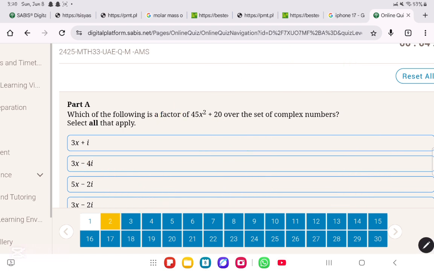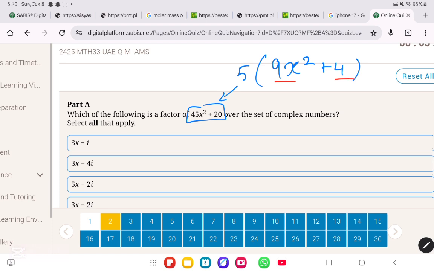Now, if you don't have this option on your calculator, how will we be able to solve this? Personally, how I would like to do it is to take the common factor and factorize this on its own. Take the common factor out. If you take it out, you're going to be left with 5, which is the common factor, multiplied by 9x squared plus 4.